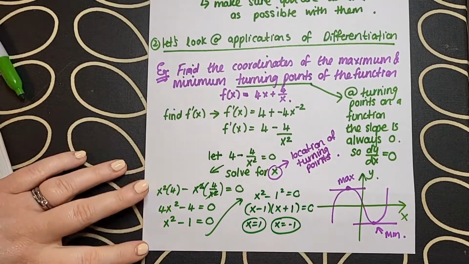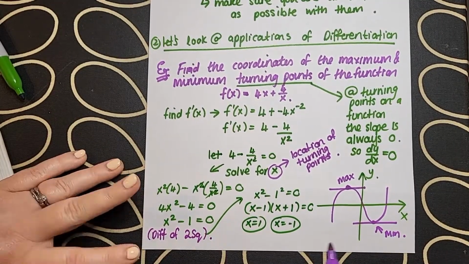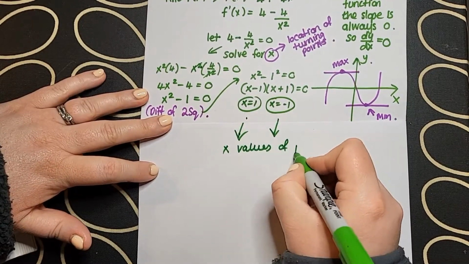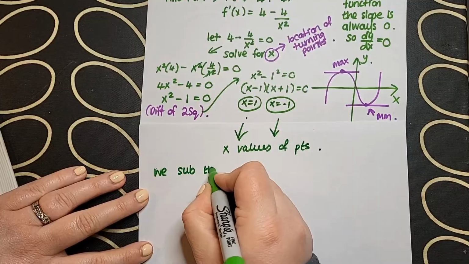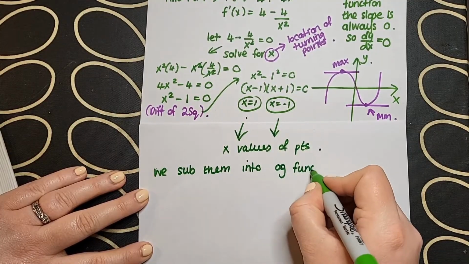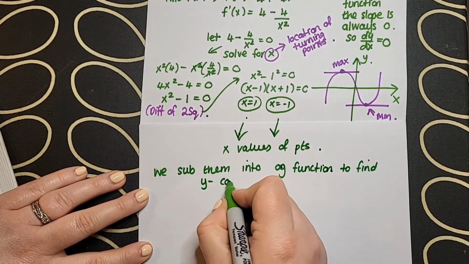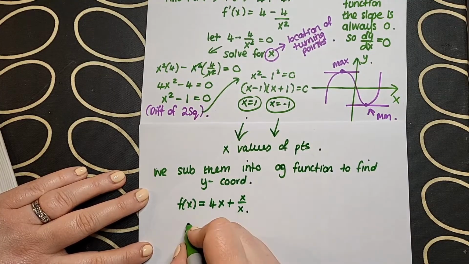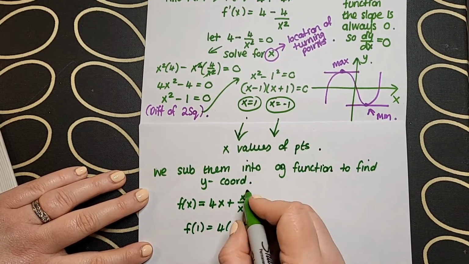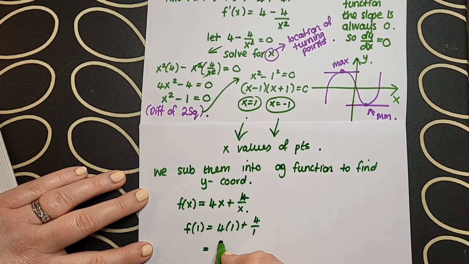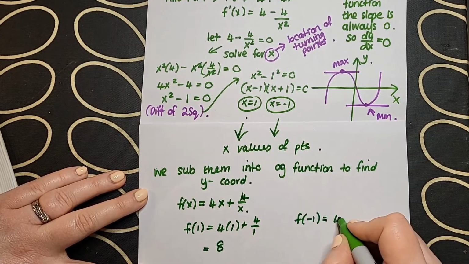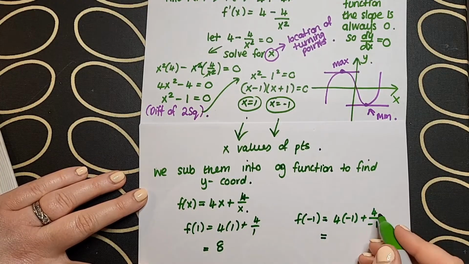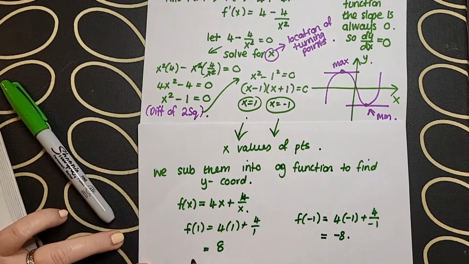Now, what do we do with these x values? Well, they're just the x part of the turning points. We need to also find the y part of that coordinate. So our points are created from the original function. So we take our two x values and we sub them back into the original f of x function, 4x plus 4 over x. I sub both of them in. I get 8 and I get minus 8. So I've got two turning points: 1, 8 and minus 1, minus 8.